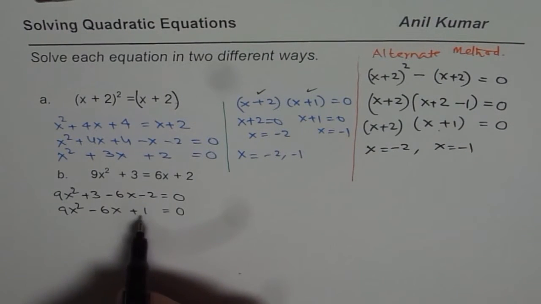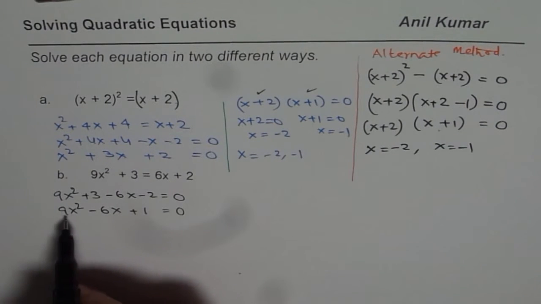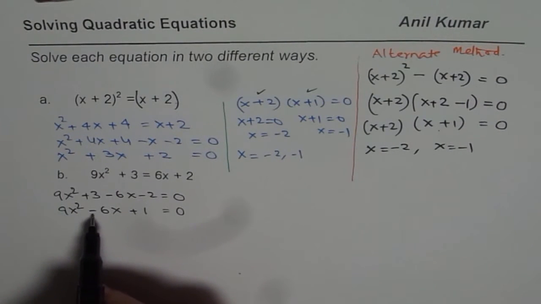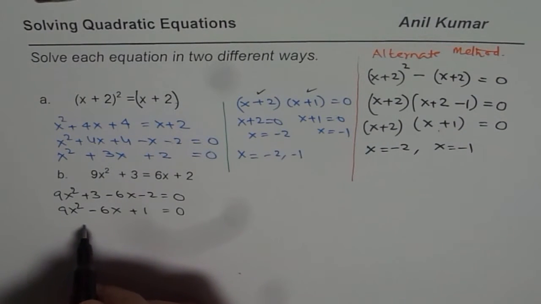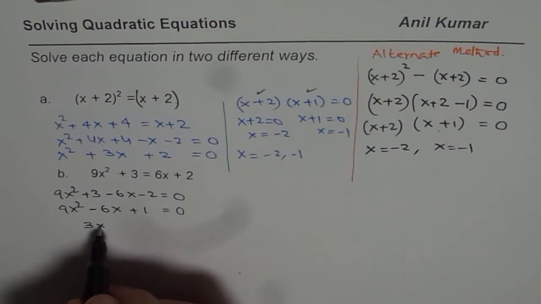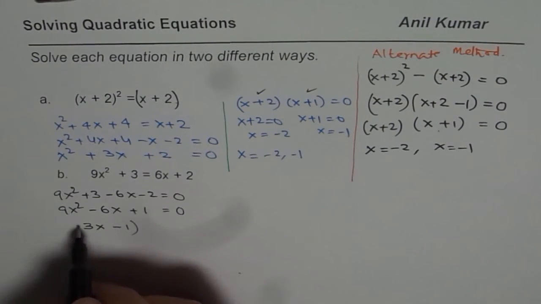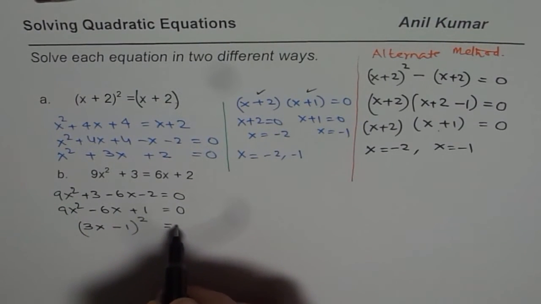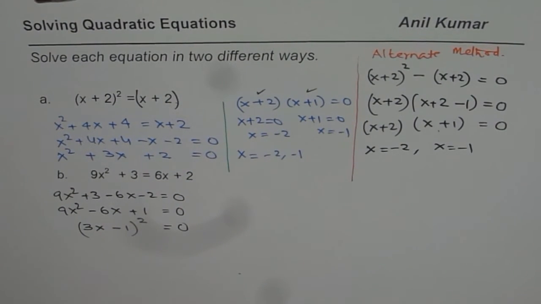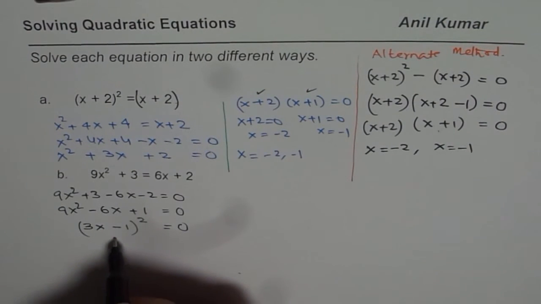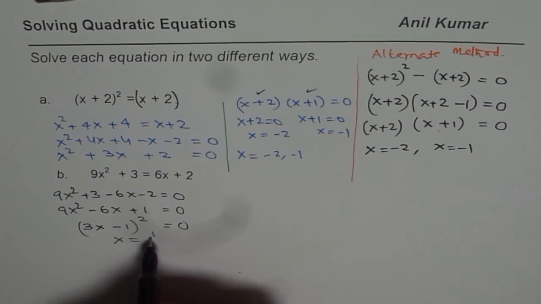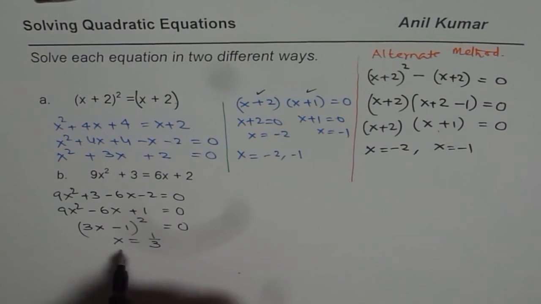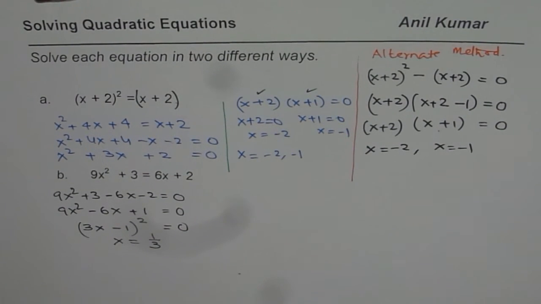And this is also a perfect square. 1 squared, this is (3x)², and this is minus 2 times 1 times 3x. So we could factor this and write it as (3x − 1)². So that is how you could factor, and now you know the solution. x equals, this factor equals 0 when x = 1/3. So that becomes your solution. That is how you could do it.